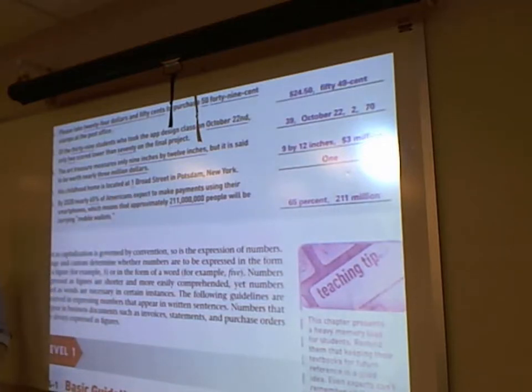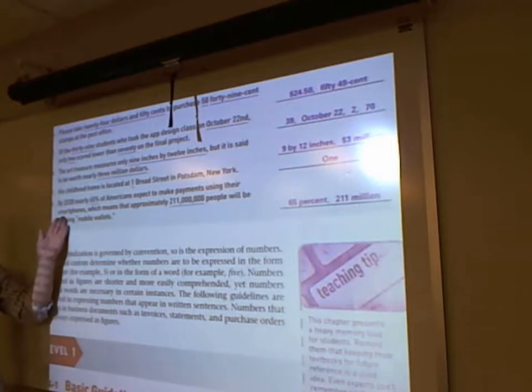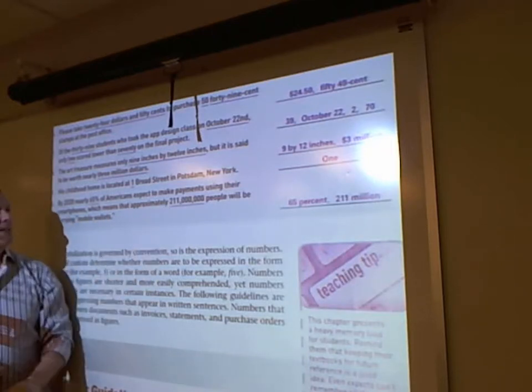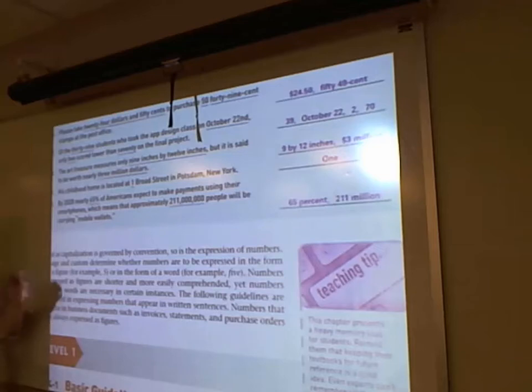All the other numbers above 1 are used as figures, and then we'll apply ordinals to those a little bit later as well. Then by 2020, with no commas in it, since it's a year, nearly 65%, we're going to use the word percent and keep the figure associated with percent, 65 space, and then the word percent. Expect to make payments using their smartphones, which means that approximately 211 million people, instead of using all those zeros, just say 211 as a figure, and then the word million, will be carrying mobile wallets.